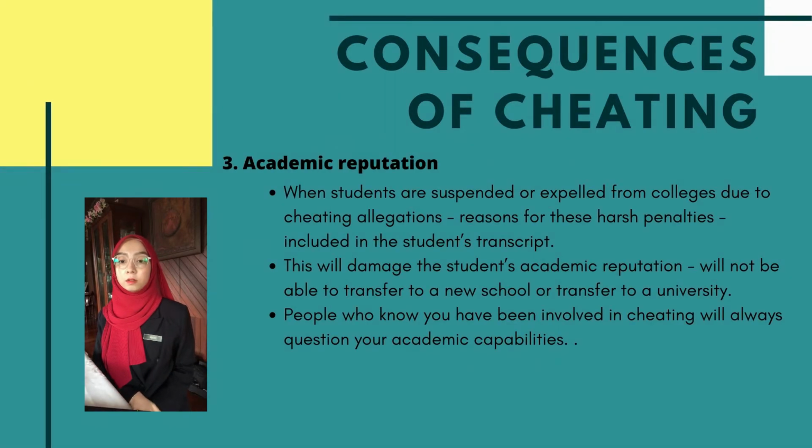Number 3 is academic reputation. When students are suspended or expelled from college due to cheating allegations, the reasons for these harsh penalties can be included in students' transcript. This will damage the students' academic reputation. The students will not be able to transfer to a new school or transfer to a university. So people who know you have been involved in cheating will always question your academic capabilities. They can even tell other people about your cheating instances.